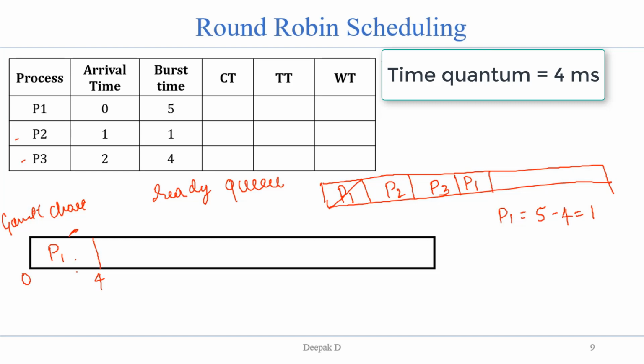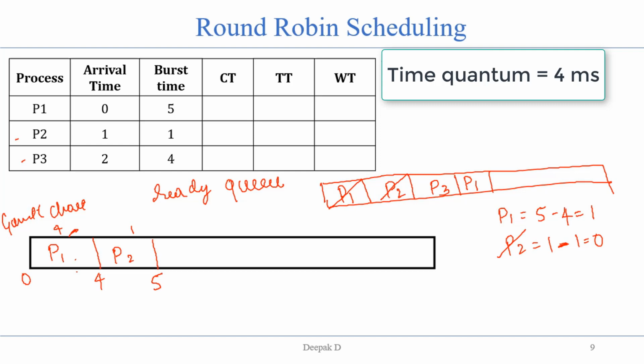So whose chance is next to get the CPU? That is P2. So what I did, P2 is taken from here and given execution. The time quantum is given, but the burst time is lesser than the time quantum. So whatever the burst time is, I execute that much. Only one time quantum is given here, so I execute for only 1 millisecond. Now P2 has completed its execution. It is done. So fine.